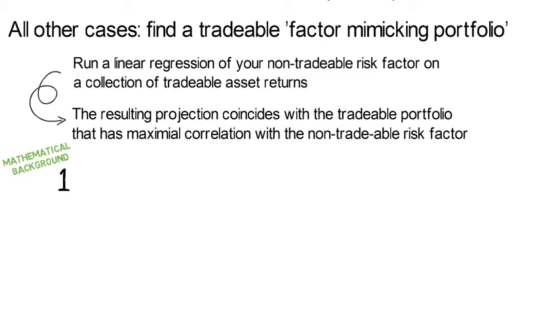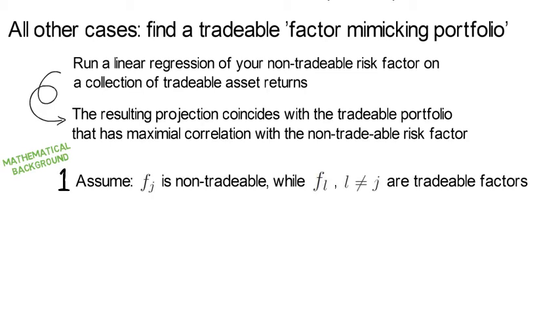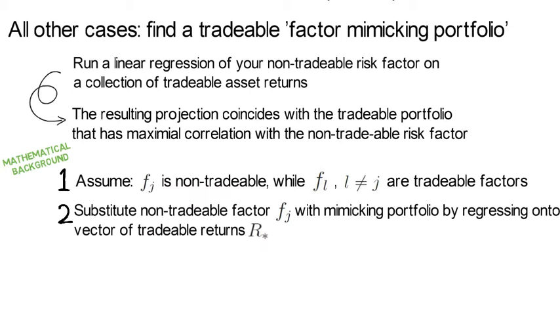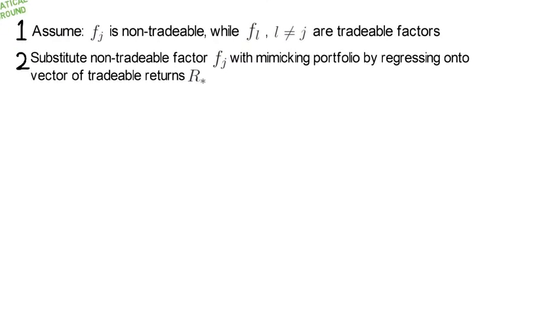Assume that risk factor Fj is not tradable, while all the other FL factors, for L being different from J, are tradable risk factors. So our objective is to substitute the non-tradable Fj with its factor mimicking portfolio. Hence we regress Fj onto a vector of tradable returns, which we call R star. The projection looks as follows.